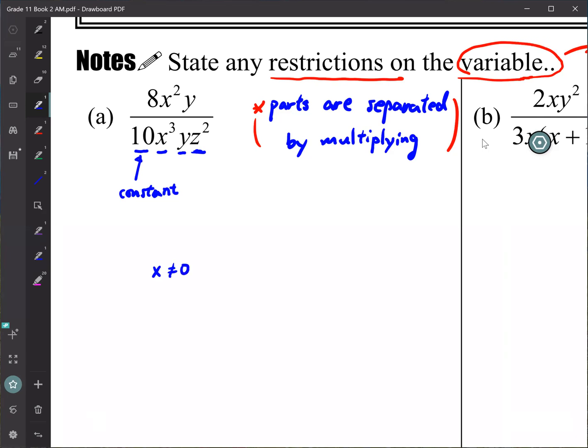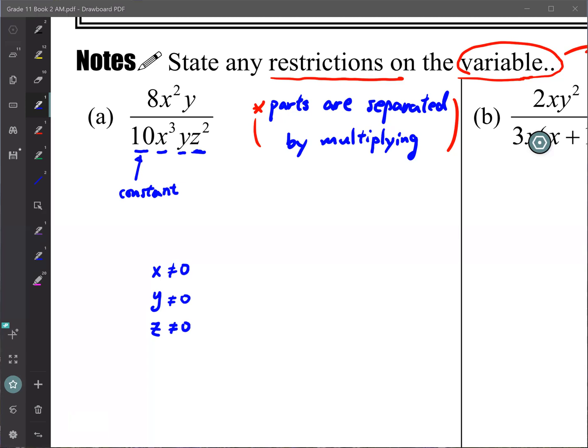Even with a cube, right? 0 cubed is still going to be 0, and it will make the whole thing equal to 0. So same thing, the next part is a variable, so I cannot have the variable equal to 0. It makes it undefined. Similar, right? z cannot be 0. So for this question, even though we have 4 parts, you only have 3 restrictions, right? Because 10 is a constant. Okay, does that make sense?